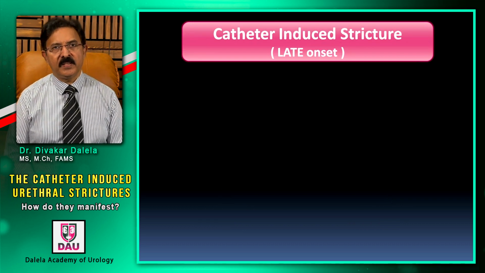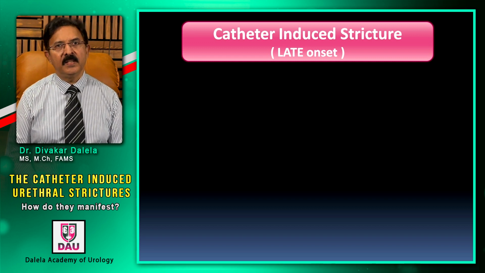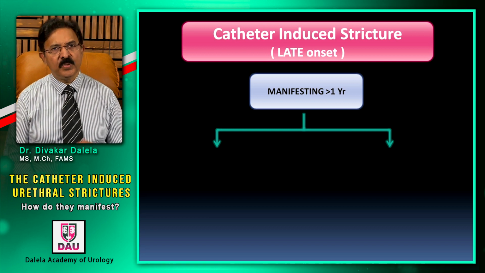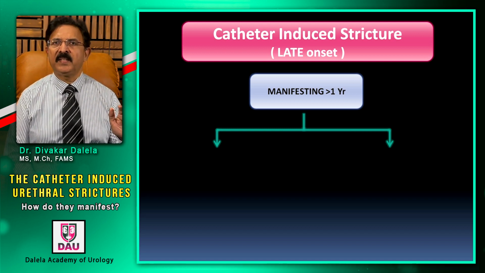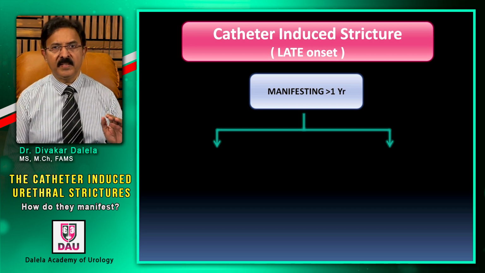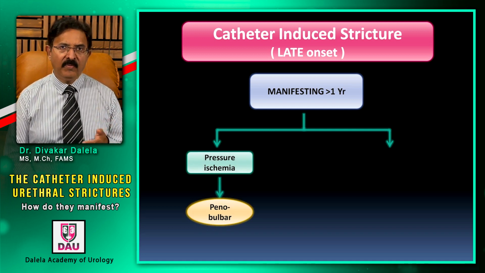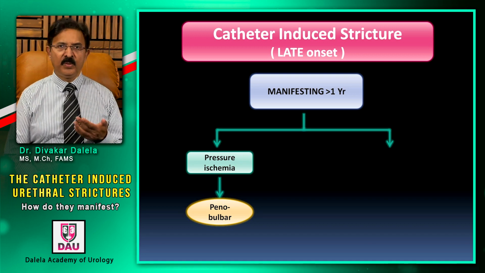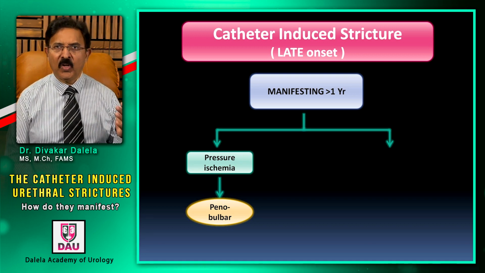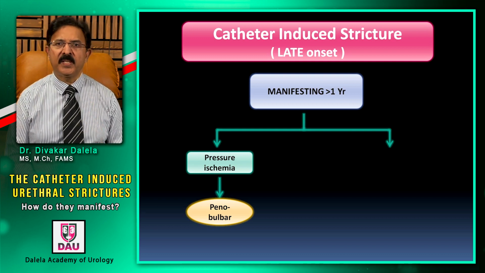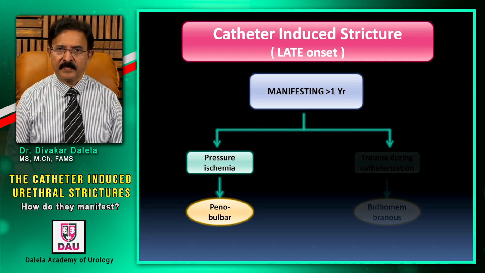The second group of strictures, which are again catheter-induced strictures, have late onset. And when I say late, I mean usually manifesting more than a year later from the time of catheter insertion. It can be sometimes as many as 3 years, 5 years, 6 years. These strictures evolve as a result of pressure ischemia of the urethral wall. There's no infection here, there's no allergy here. The dominant reason was the lateral pressure of the catheter shaft on the urethral wall. And the commonest site for pressure-induced stricture is the penobulbar area.